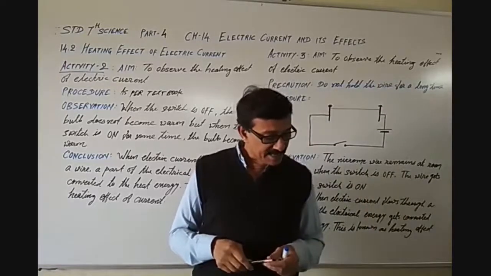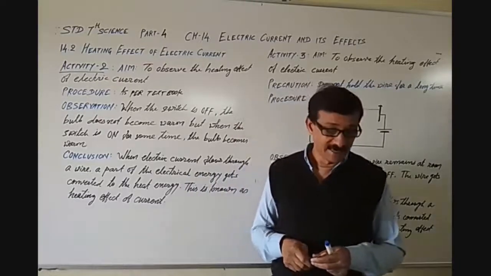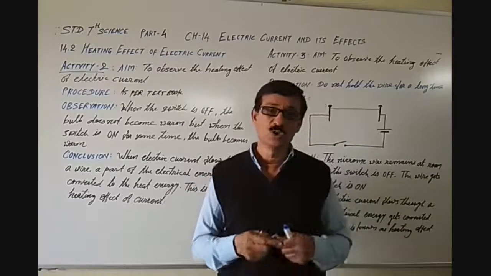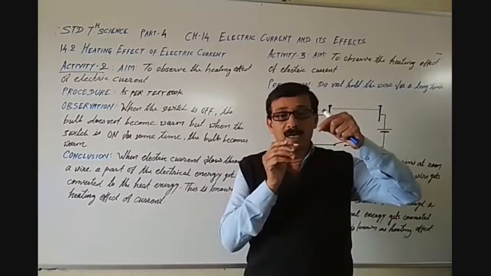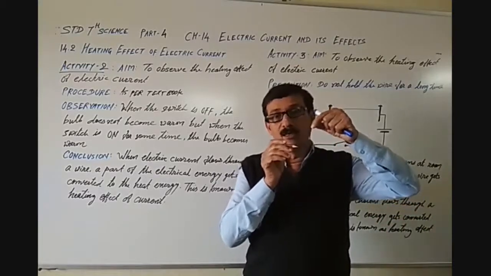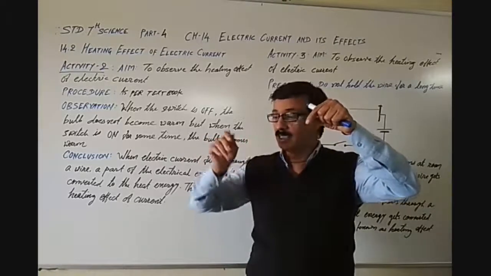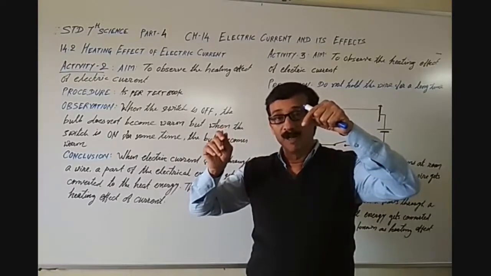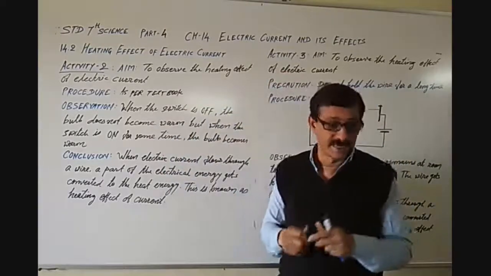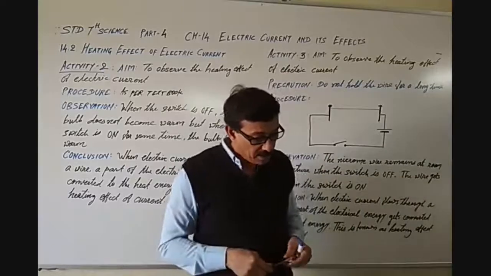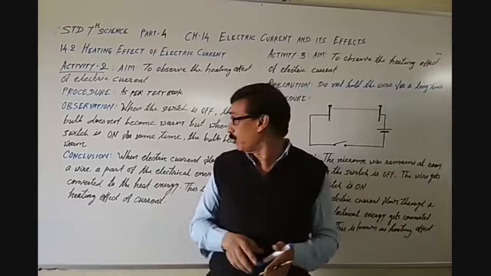Make an electric circuit as shown in figure 14.9. It is a simple electric circuit you have to make. You have to join the two terminals of the cell or battery, one with a switch and the other terminal through the lamp or bulb, and the other terminal of the bulb once again to the switch, like that. So make an electric circuit as shown in figure 14.9.